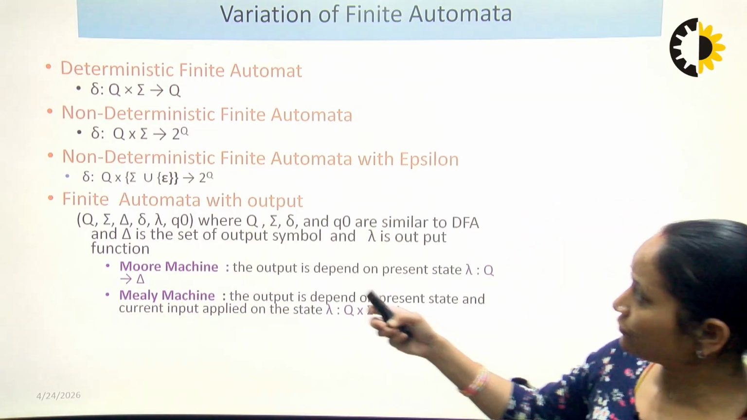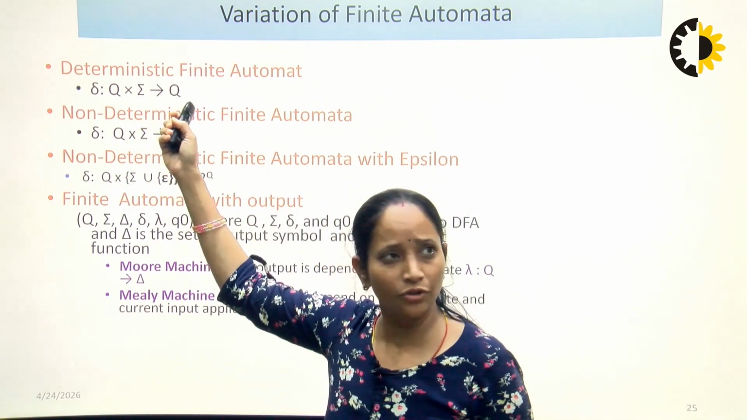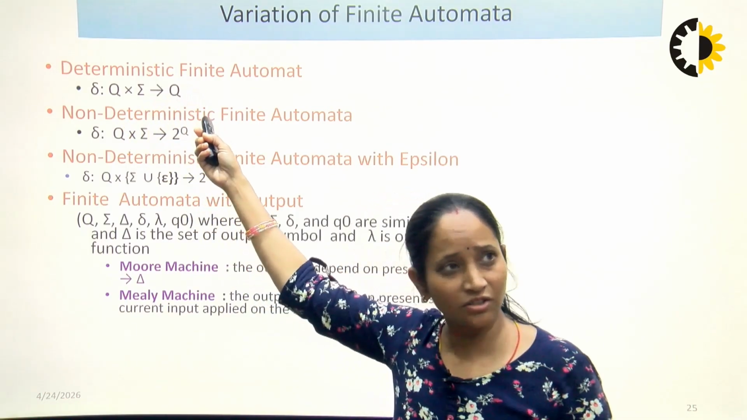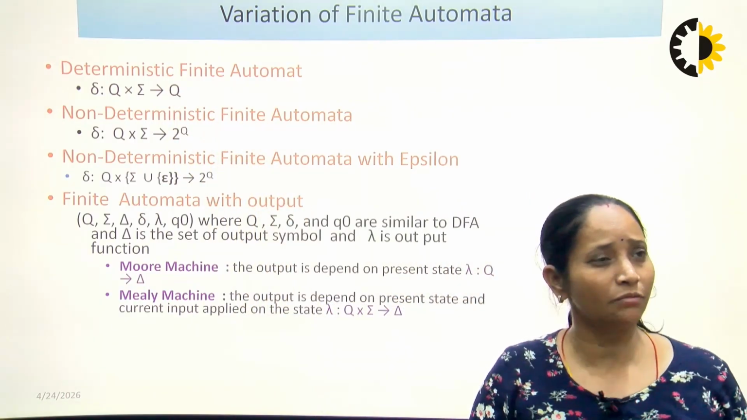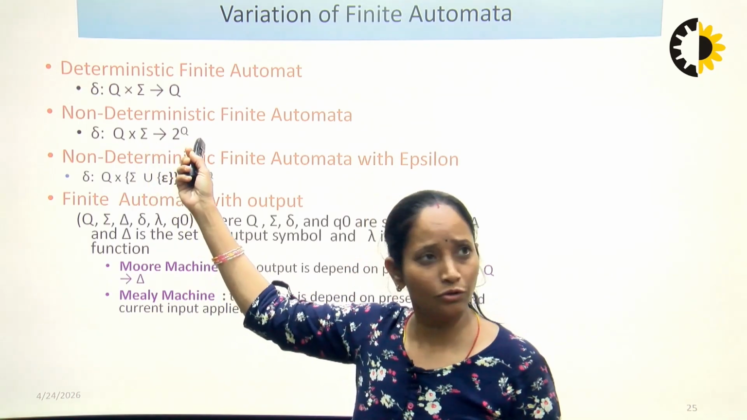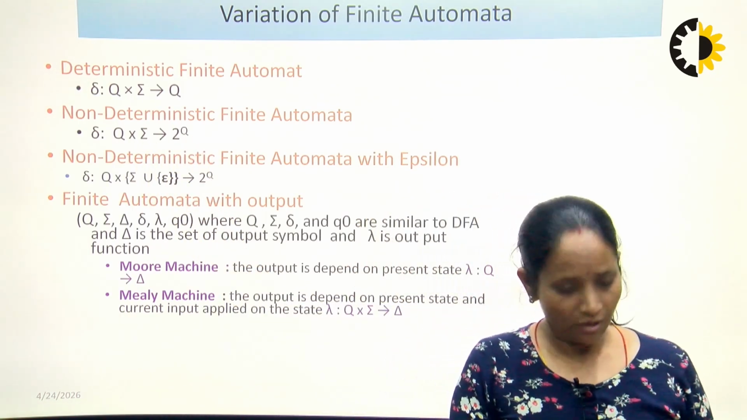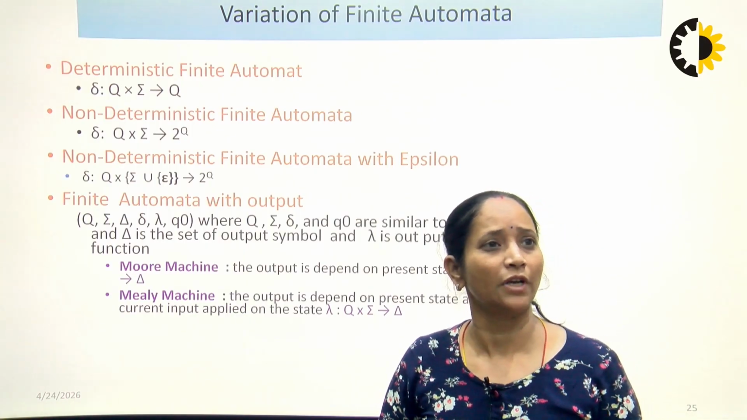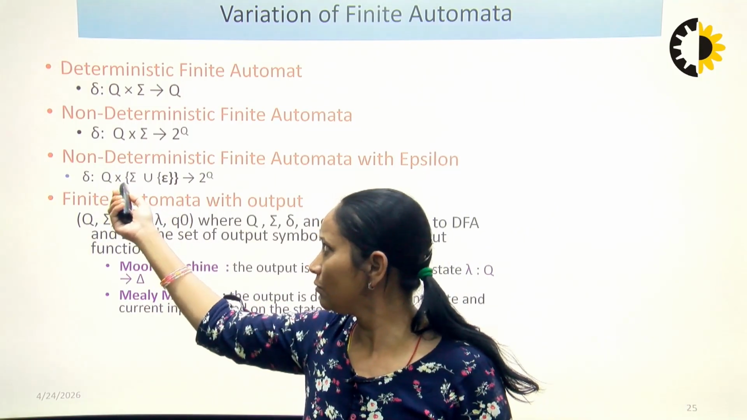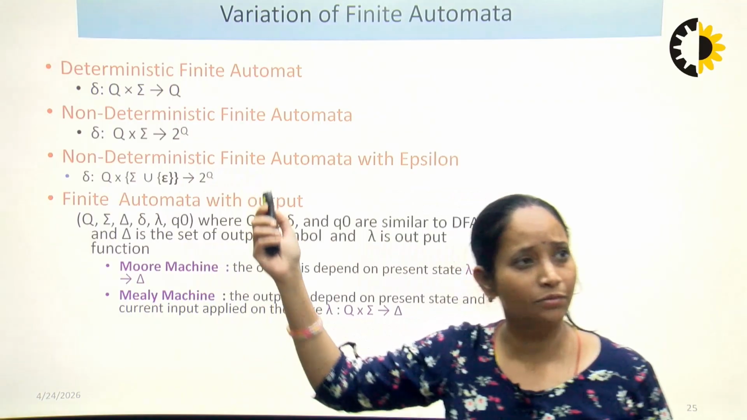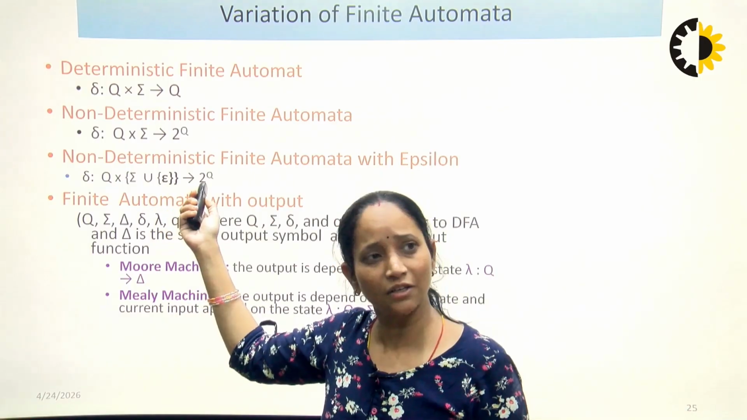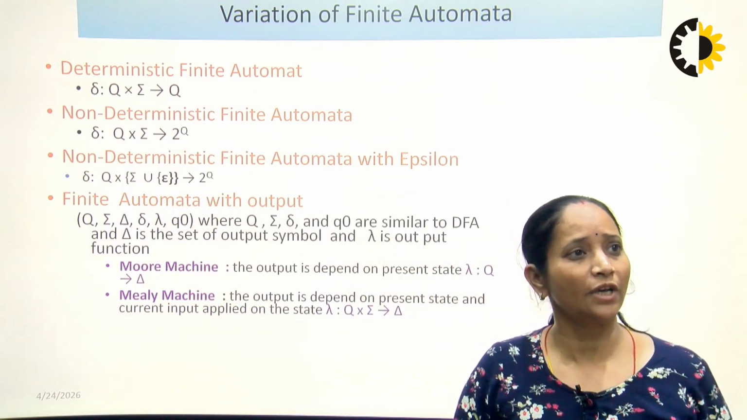where the transition function is defined as Q × Σ → Q. It means if we read any input symbol, then the next state will be from Q. In non-deterministic finite automata, the transition function is defined as Q × Σ → 2^Q, that is the power set of Q. The next variation is non-deterministic finite automata with epsilon. Here the epsilon symbol is also added, as in the non-deterministic finite automata with epsilon closure. The transition function will be Q × (Σ ∪ {ε}) → 2^Q. Next is finite automata with output.